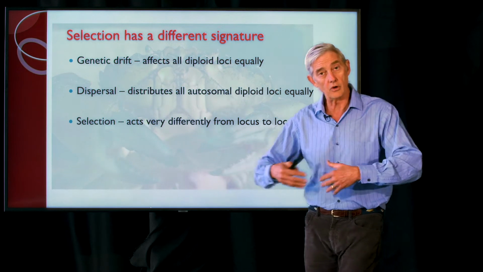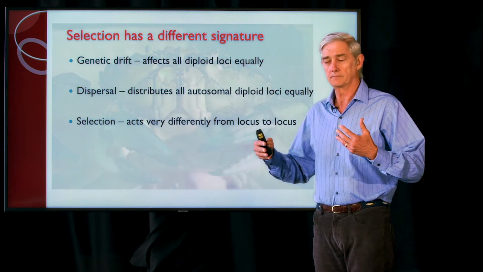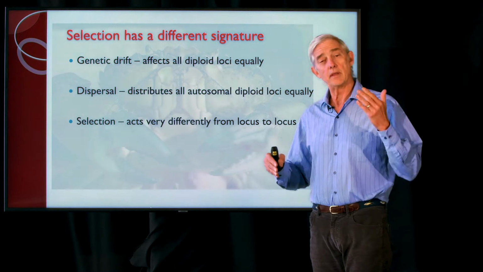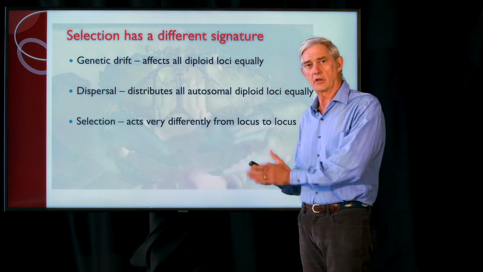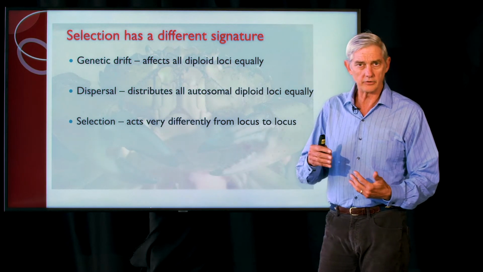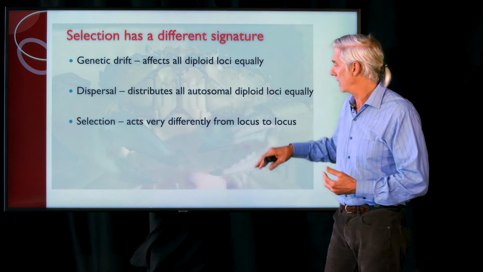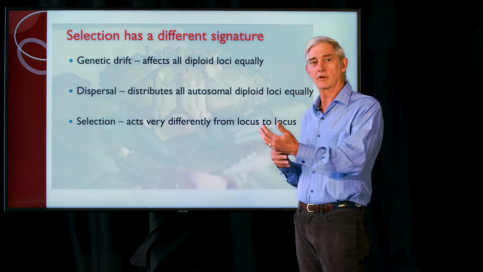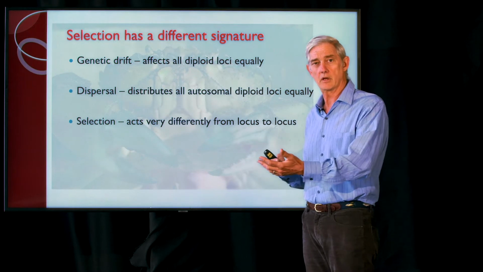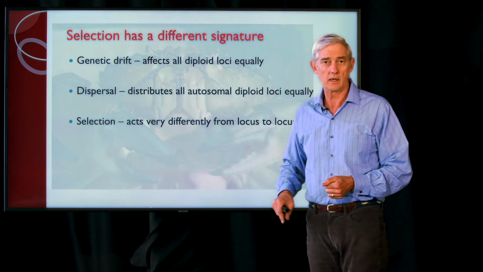Dispersal also brings all loci along with it in a pretty even way, but natural selection works just on some loci and not others. And so the ability to find loci under natural selection depends upon looking at how loci are differing from one another over space and time compared to what we expect to happen from genetic drift and dispersal.